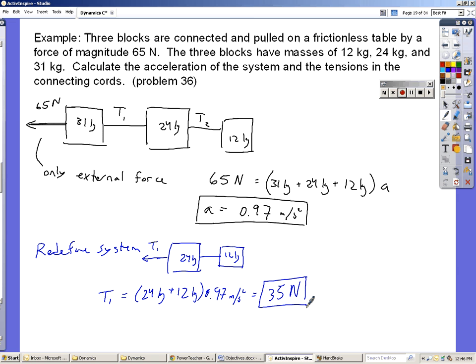And then similarly for T2, we'll redefine our system again so that we just have a 12 kilogram block and T2 is the force acting on it. So T2 equals 12 kilograms times 0.97 meters per second squared, which is 11.6 newtons.